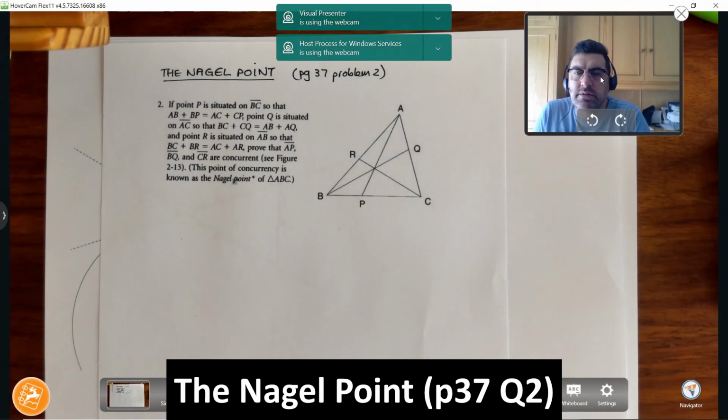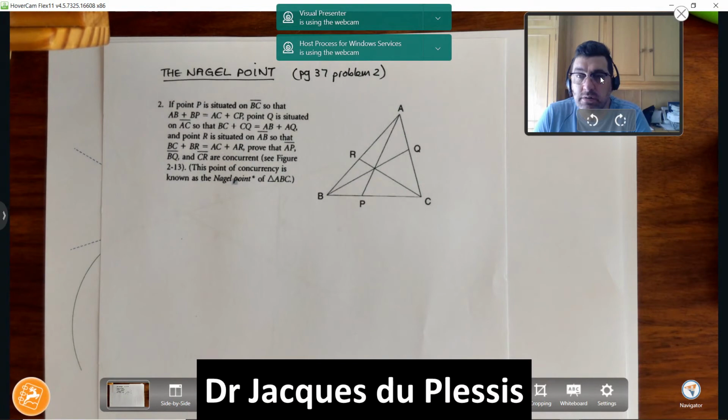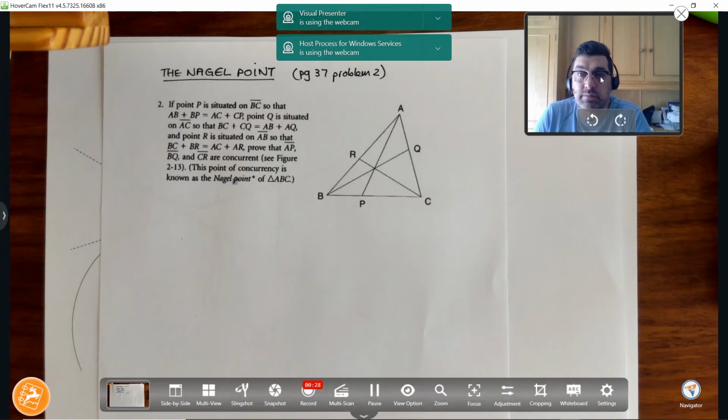Okay, folks, during last night's online lesson, we came across the Nagel Point. It's on page 37 in your book, or the notes that I've sent you. Remember, we're working from Posamentia's book, and this is page 37, problem 2. So what I want to do is discuss this proof with you in detail.